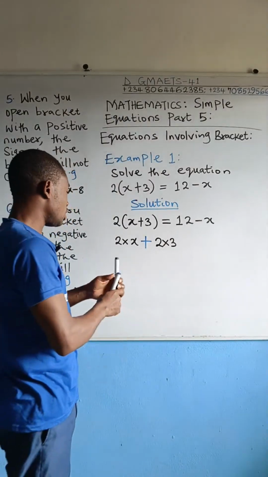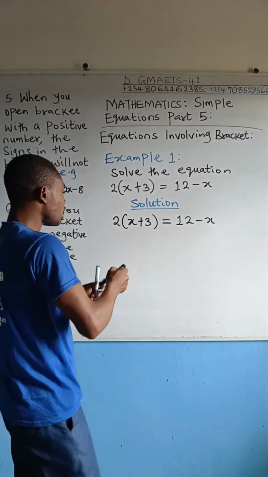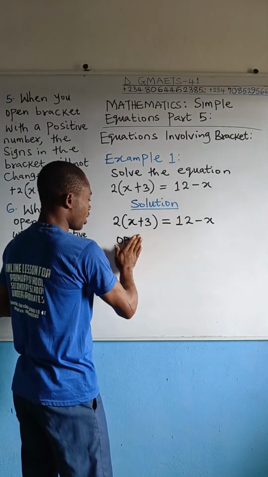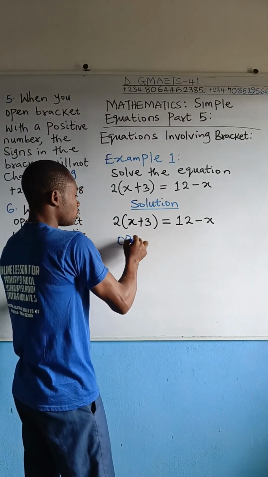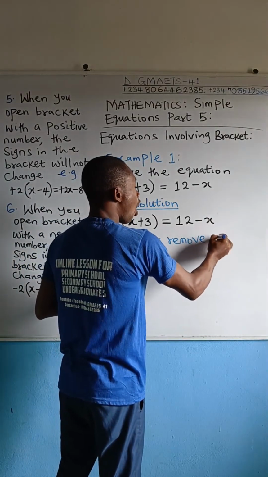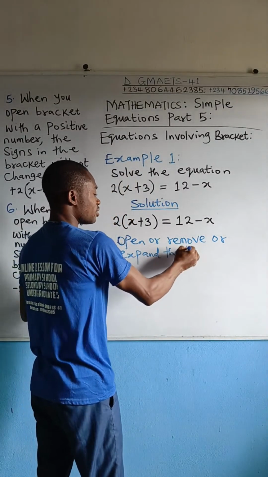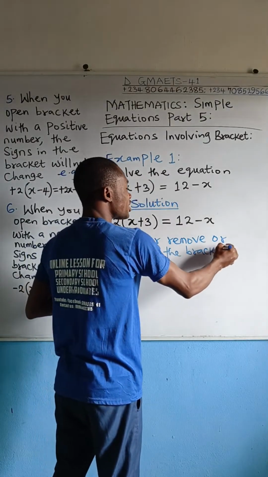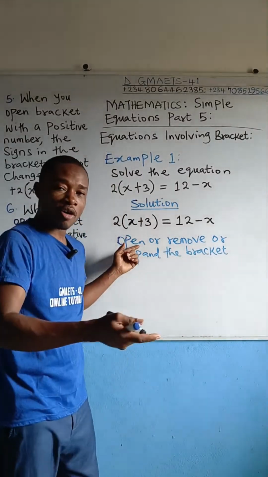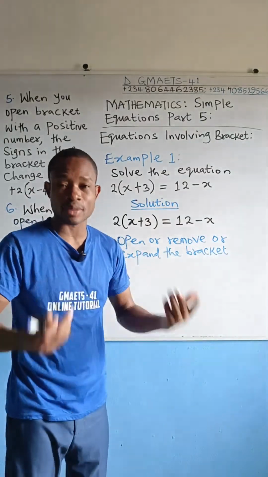I have opened the bracket. In fact, let me write it here. Let me write it for you what I've done. Remove the bracket or open the bracket. Remove or expand the bracket. So the mathematical step, what we are going to do to this bracket, is either called opening of bracket, open bracket, or you can write remove bracket, or you can write expand bracket.